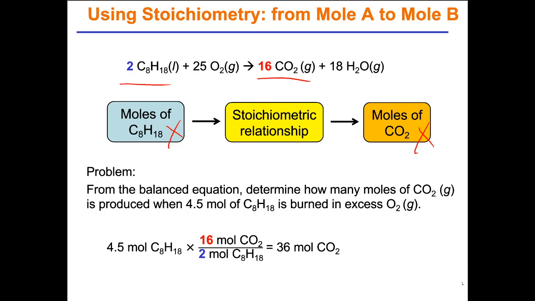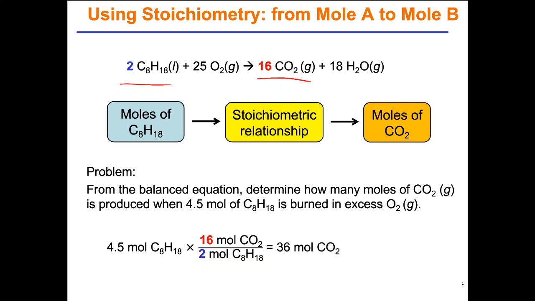From the balanced equation, determine how many moles of CO2 are produced when 4.5 moles of octane are burned in excess O2. This is how I'm going to set up my math. I'm going to start from what I'm given. So I'm given 4.5 moles of octane. Let's start there. I go from 4.5 moles of octane, and I want to know how many moles of CO2. So I have to use my molar ratio, or my stoichiometric relationship, whichever one is more comfortable. I like to say molar ratio or stoichiometric ratio. It doesn't really make a difference.